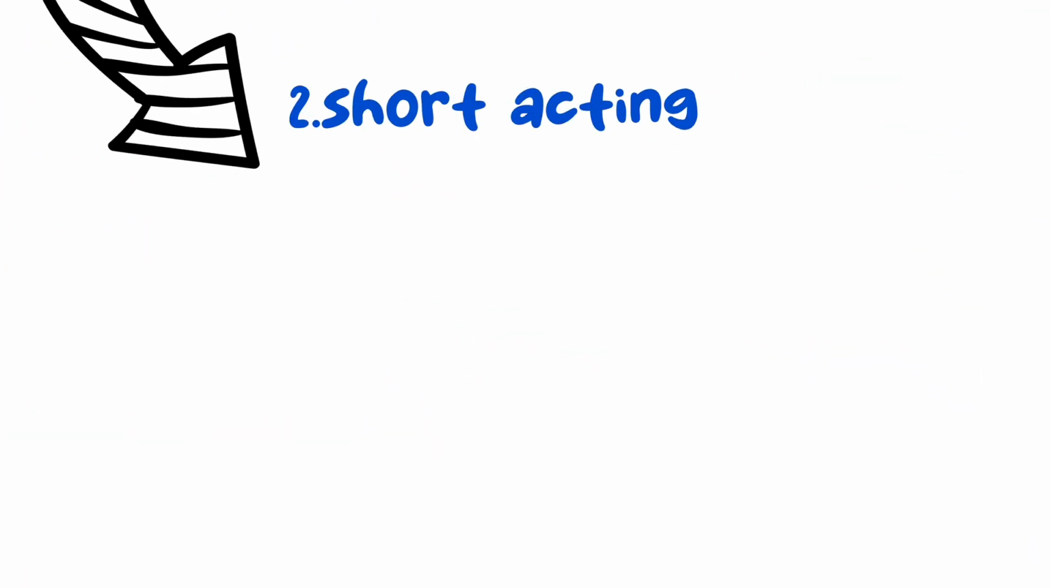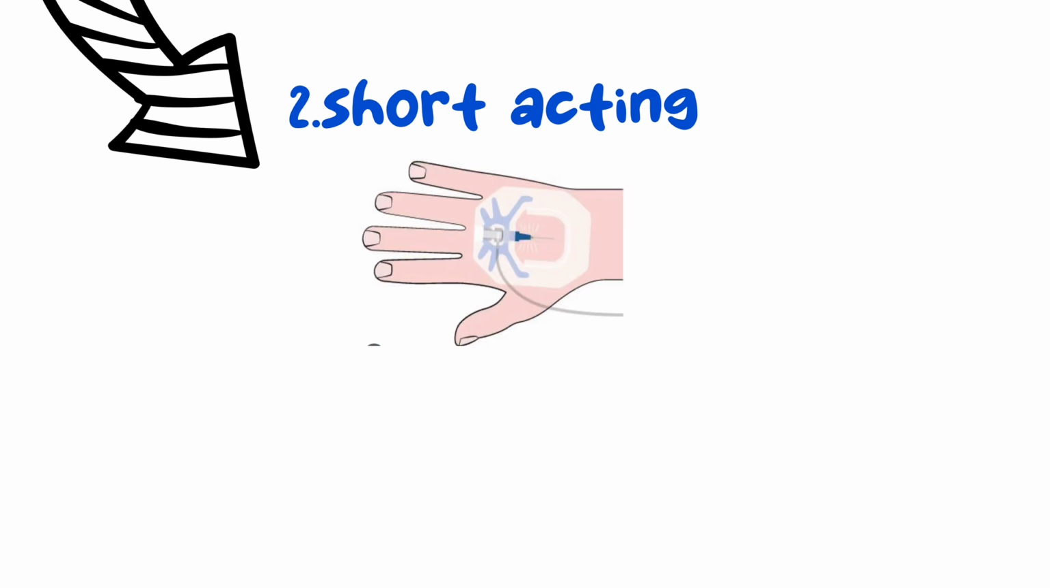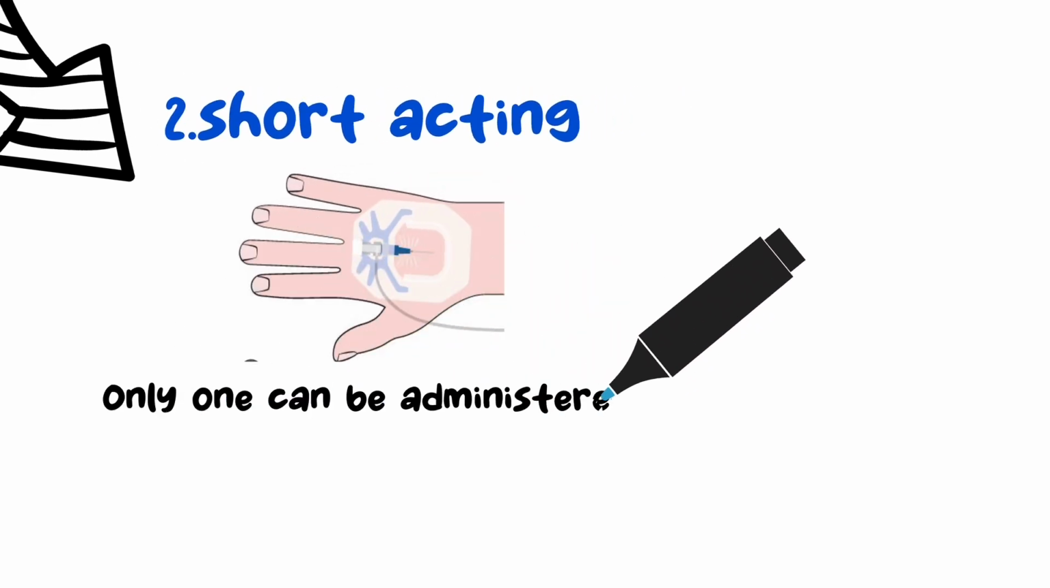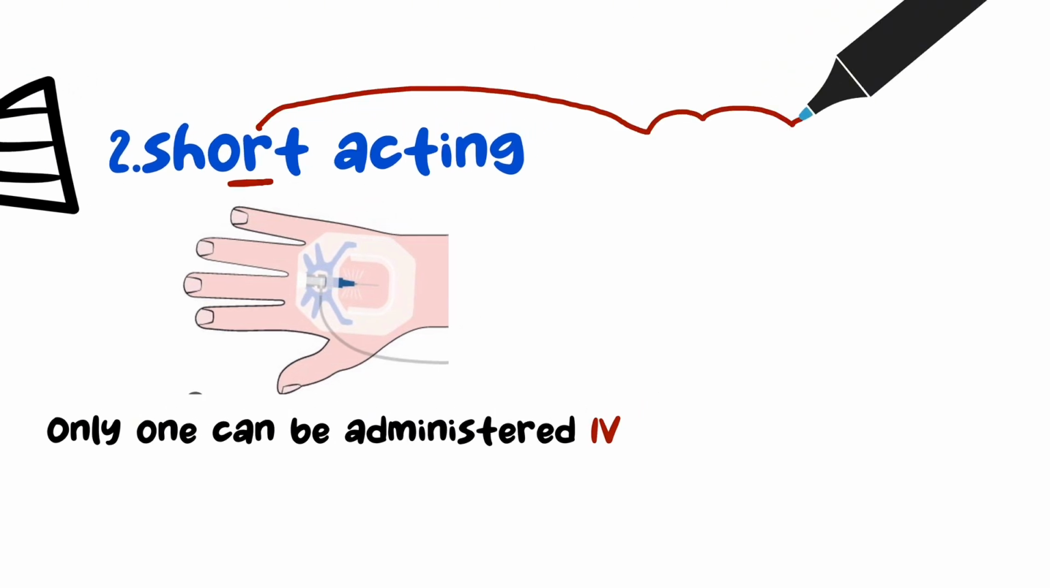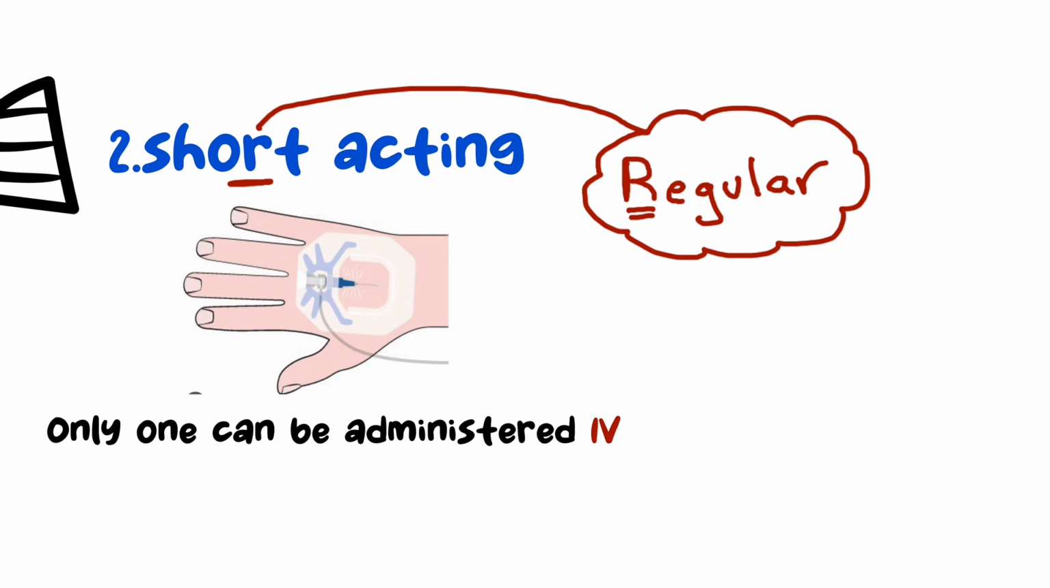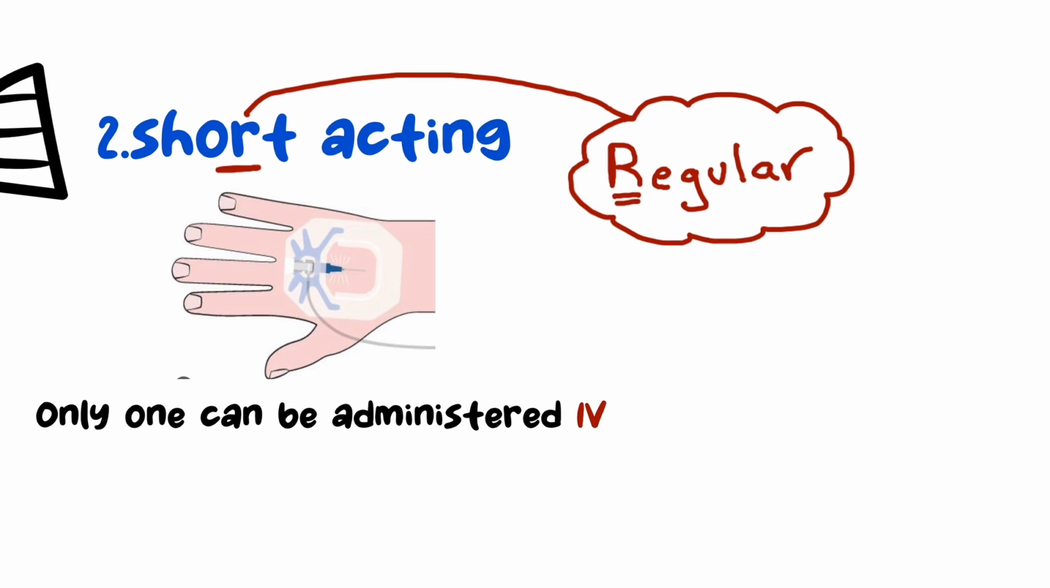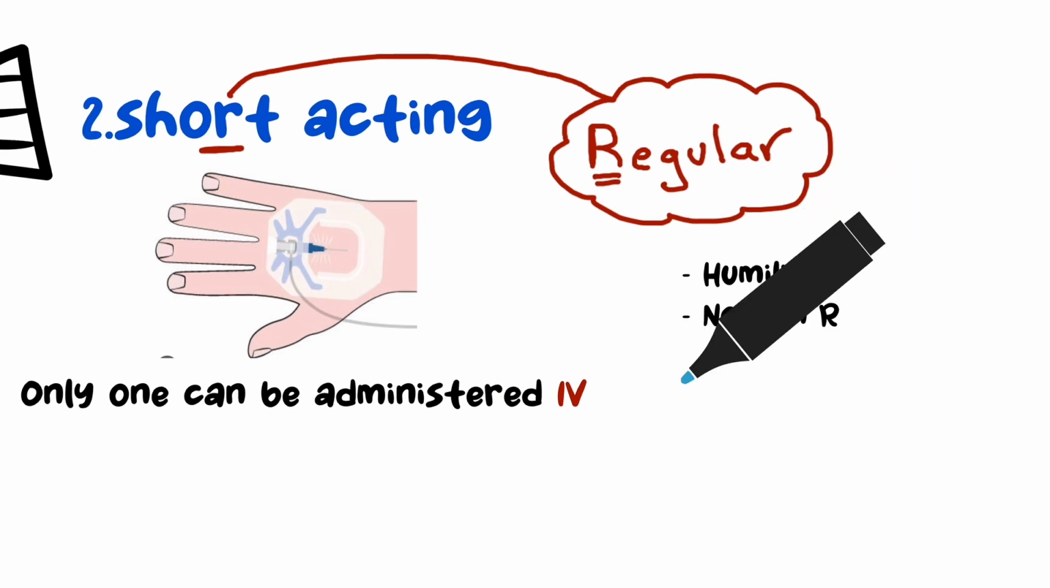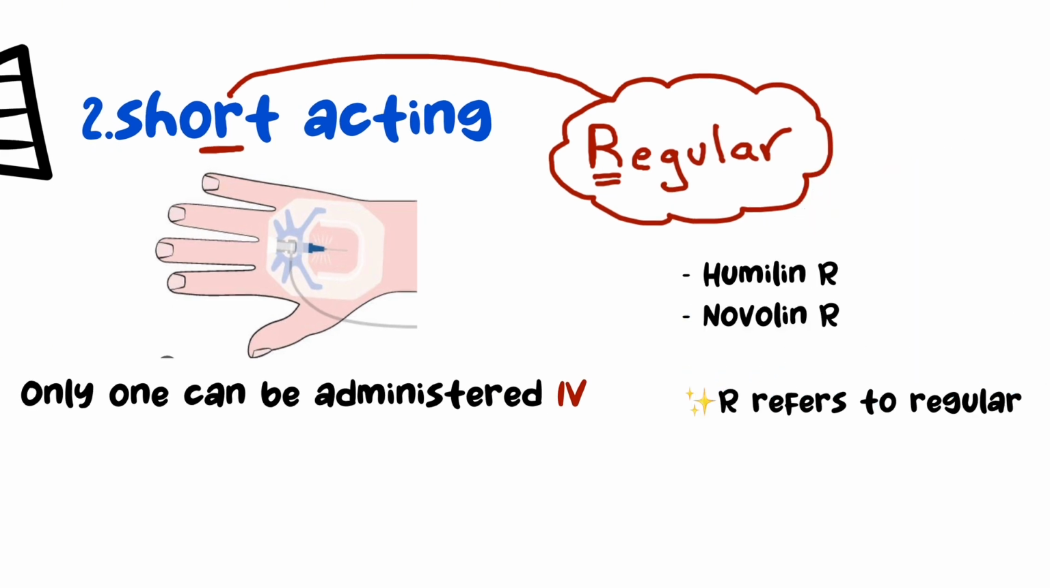When you hear short-acting insulin, remember a patient's hand receiving an IV, because short-acting insulin is the only type that can be administered intravenously, IV. The letter R in short will help you remember the R in regular, which is the generic name for short-acting insulin. The brand names are easy to remember because they are similar to the rapid-acting insulin generic names, except we replace log with lin. And, of course, the R refers to regular.